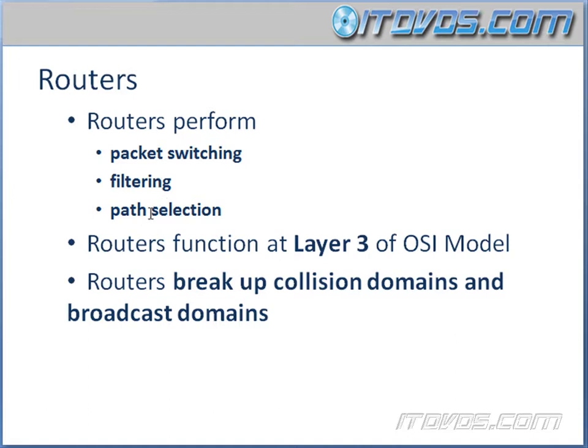And routers also perform path selection because we can actually have multiple paths to get to whatever destination that information is trying to get to, and routers will pick what they think is the best path. Routers function at layer 3 of the OSI model, so we need to burn this into our brain, layer 3. And routers break up collision domains and broadcast domains.